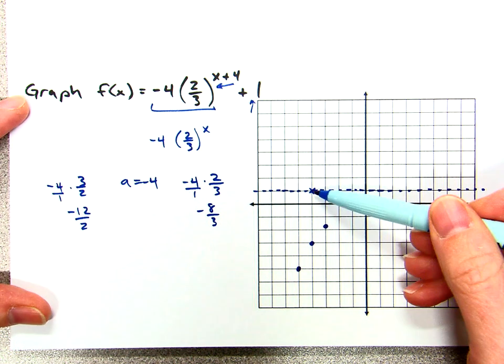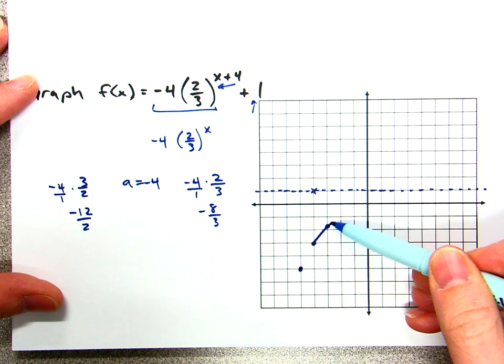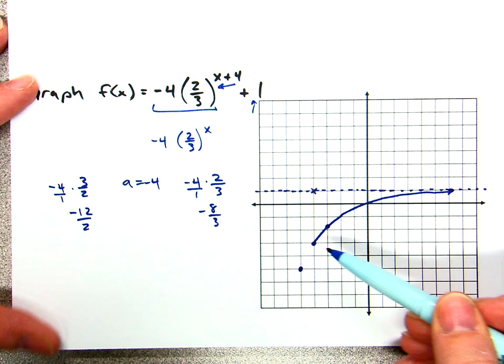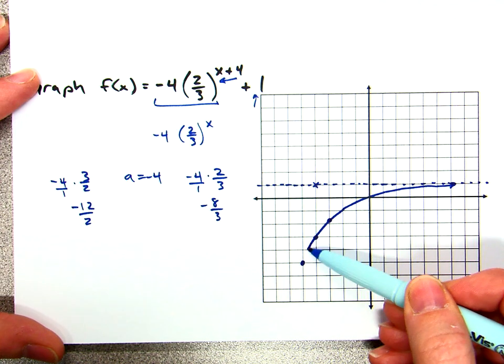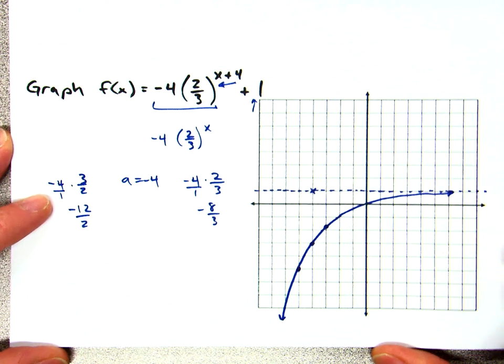It's far away from this originated point, so it's going to take a little bit of time to come down here and approach this asymptote, and over here it just goes off into space. So there we go, right?